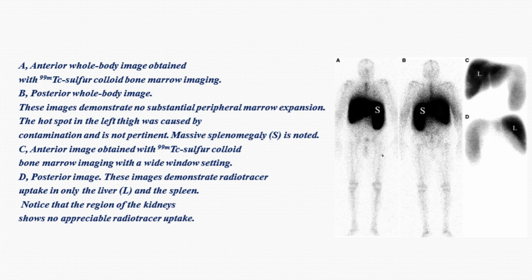These images demonstrate radiotracer uptake in only the liver and the spleen. Note that the region of the kidneys shows no appreciable radiotracer uptake.